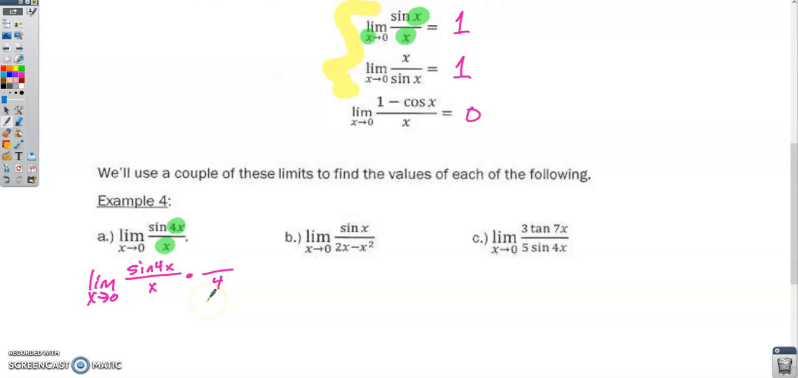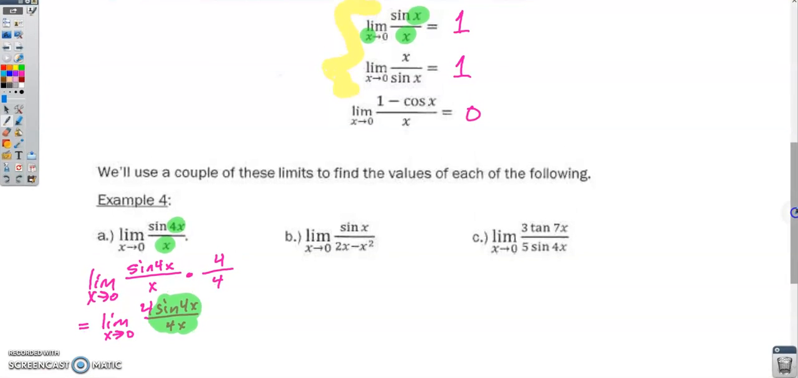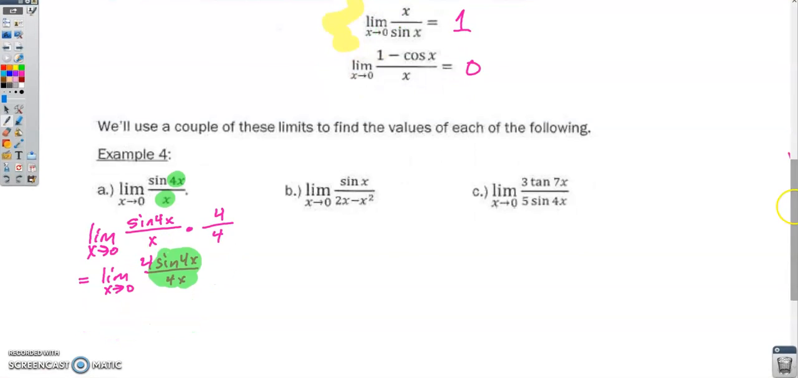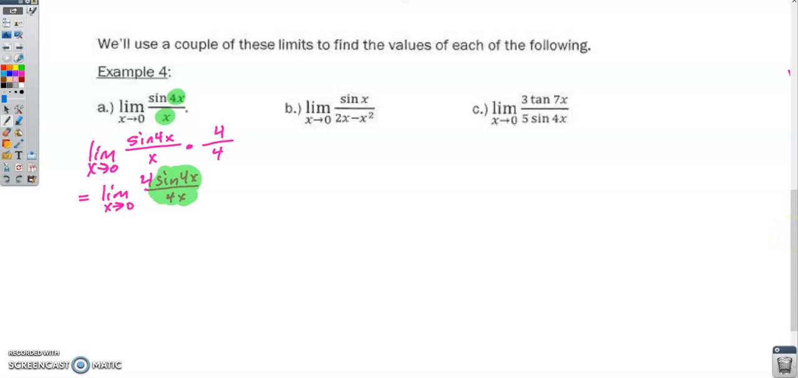If I multiply that denominator by 4, I must also multiply the numerator by 4. And so this is now equal to the limit as x goes to 0 of 4 sine of 4x over 4x. Since this right here, as x goes to 0, 4x is going to go to 0. That's just going to be 1 as the limit. What I'm going to do is I'm going to take that constant 4 right here, and I'm going to bring it out in front of the limit.